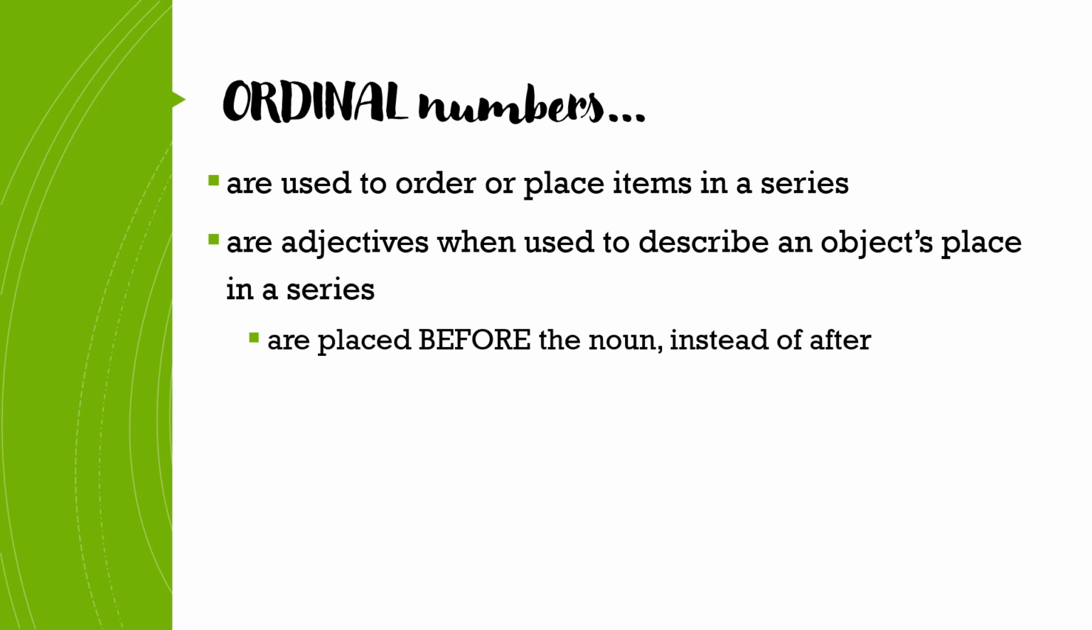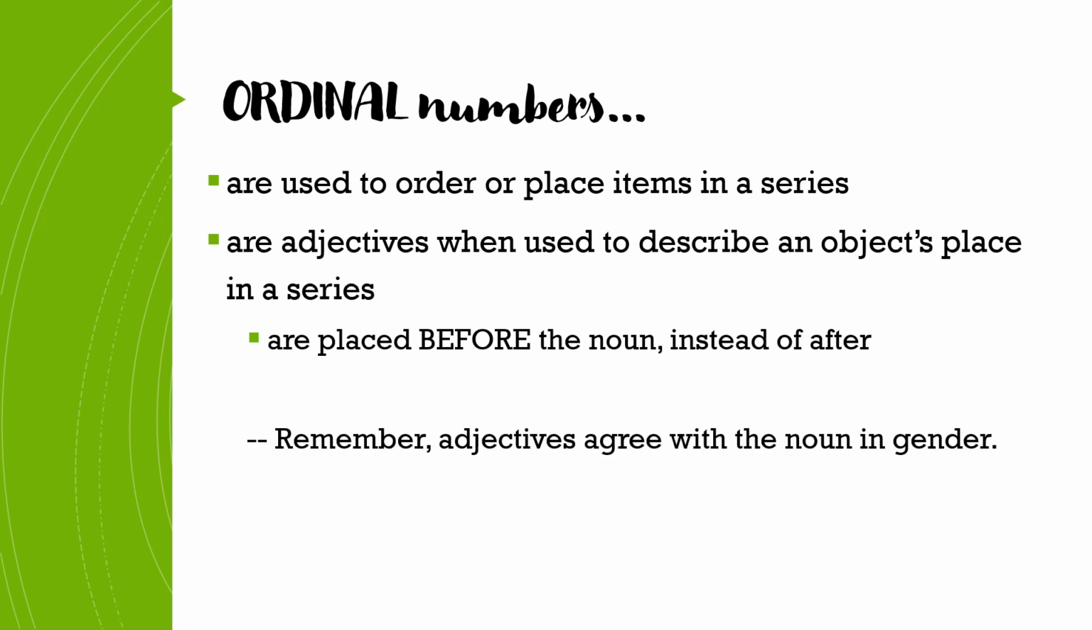And underneath the concept of adjectives, ordinal numbers are placed before the noun instead of after. Up until this point, you have learned that adjectives go after the noun in Spanish. Ordinal numbers are an exception. They will go before, so they'll go between the article and the noun. Again, using the example of the third house, the is the article, third is the ordinal number or the adjective, and house is the noun. So instead of saying the adjective after, just put it in the same order as you would if the phrase were in English. And lastly, make a note to remind yourself that adjectives agree with the noun in gender.